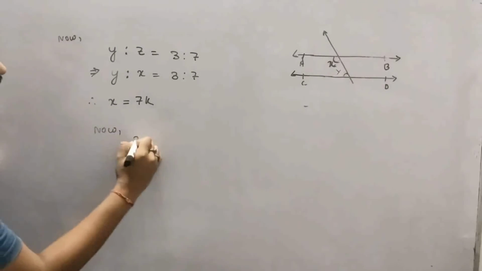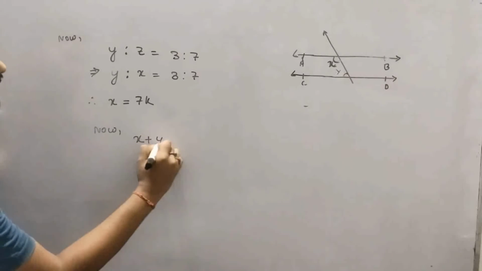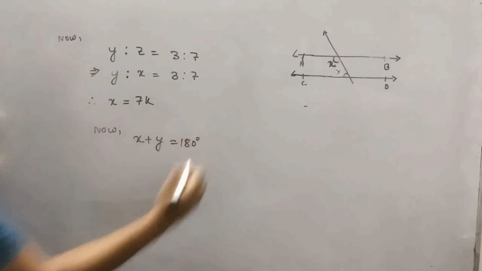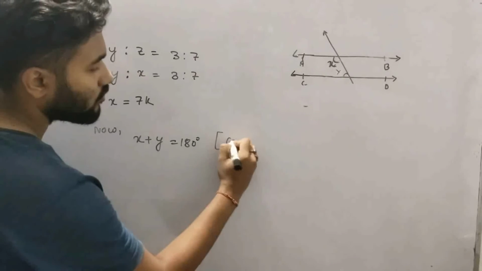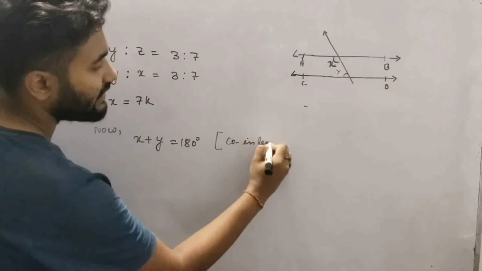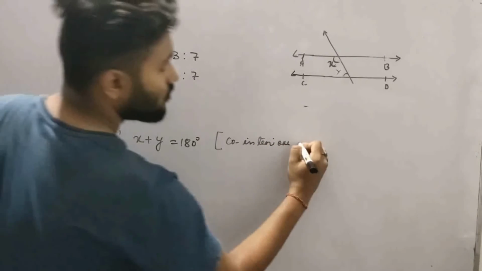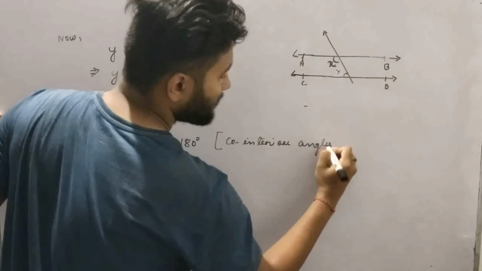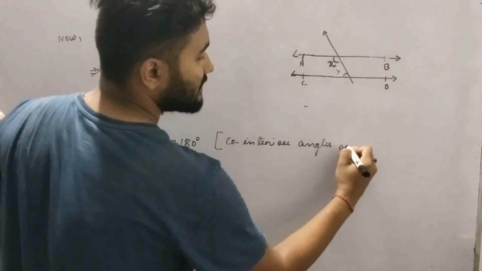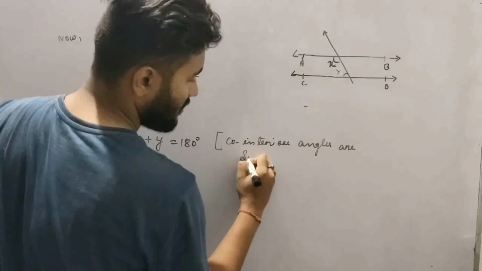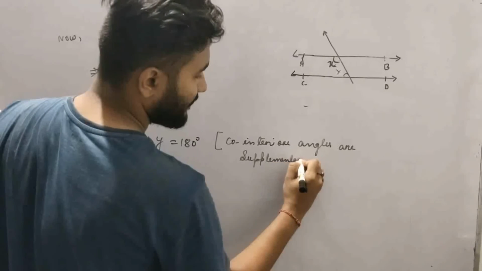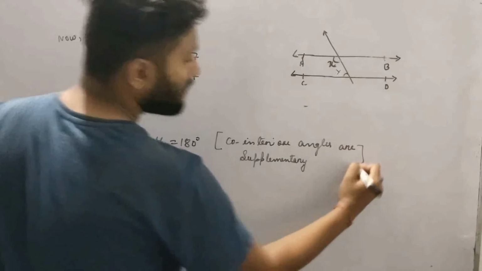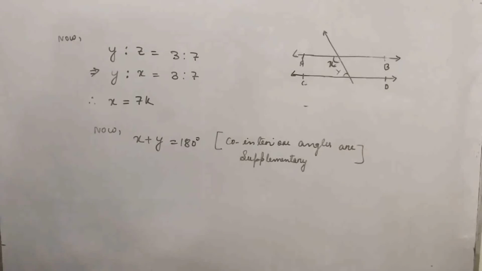So now I will say x plus y will be equal to 180 degree. Simple. The reason you write is: co-interior angles are supplementary. What was supplementary? The sum of two angles should be equal to 180 degree. Okay.